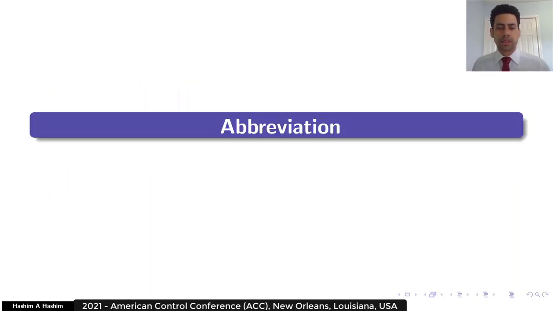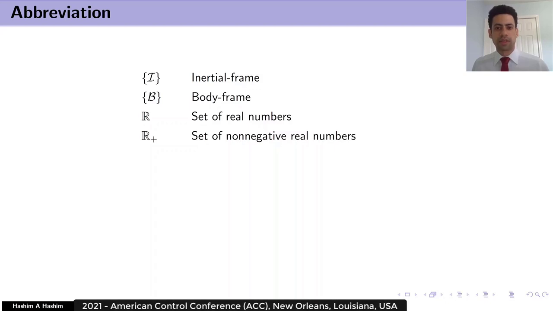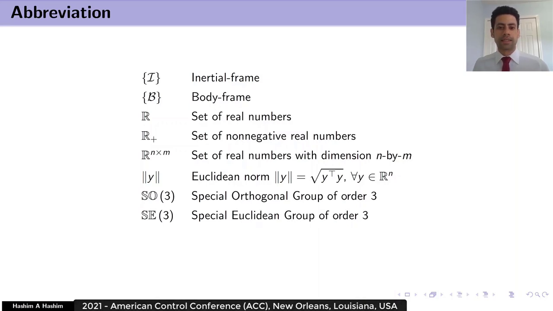In this presentation, I denotes the inertial frame, P denotes the body frame, R is the set of real numbers, R plus is the set of non-negative real numbers, and R n by m is the set of real numbers with dimension n by m. This is the notation for the Euclidean norm. SO3 is the special orthogonal group of order 3. SE3 is the special Euclidean group of order 3. And SE23 is the extended form of the special Euclidean group SE3.